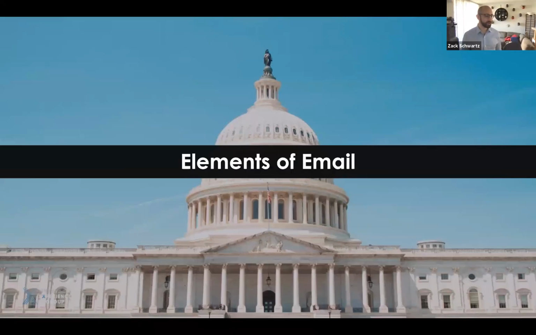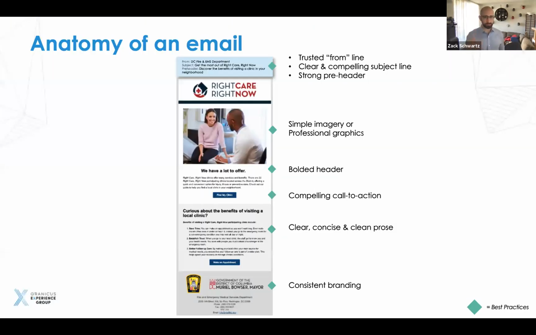So that's the three key things to keep in mind. With that foundation, we want to go into the actual elements of email before we get started discussing what the best practices are. We just want to take a closer look and a refresher for people who joined our second training on what the anatomy of an email actually is.